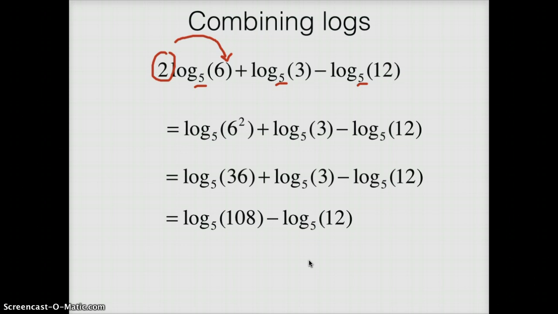Next thing we're going to do is combine log 36 and log 3. Since there's the addition, we can use the addition property and multiply the two numbers together. That's how I get the log base 5 of 108. And then the last thing we're going to do is use our subtraction property and divide 108 by 12 and get 9. So the three log functions we started with, if you combine them into one log, you get log base 5 of 9.